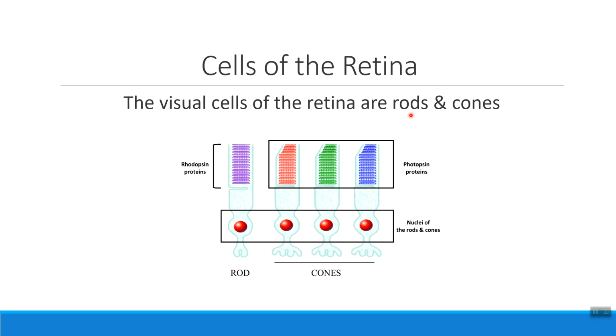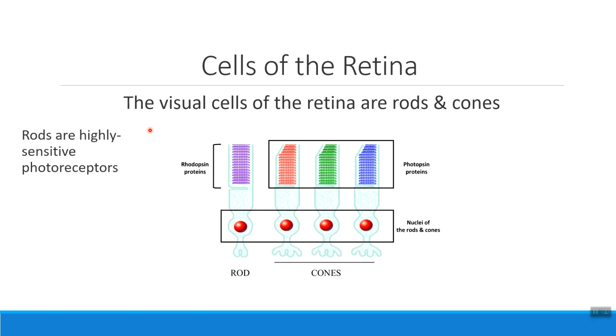These cells are called rods and cones. It's going to be very important that you are able to compare and contrast rods and cones. No, I'm not going to ask you to identify them in pictures, but I am going to ask you to describe how they're different. So let's talk about those differences between rods and cones.